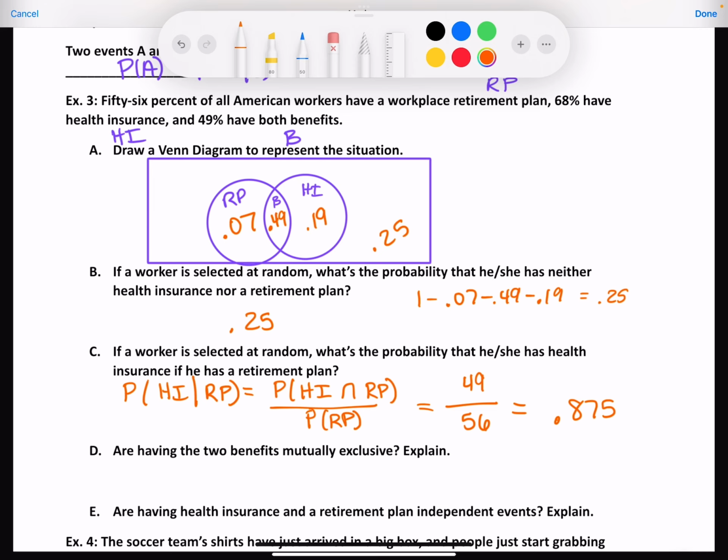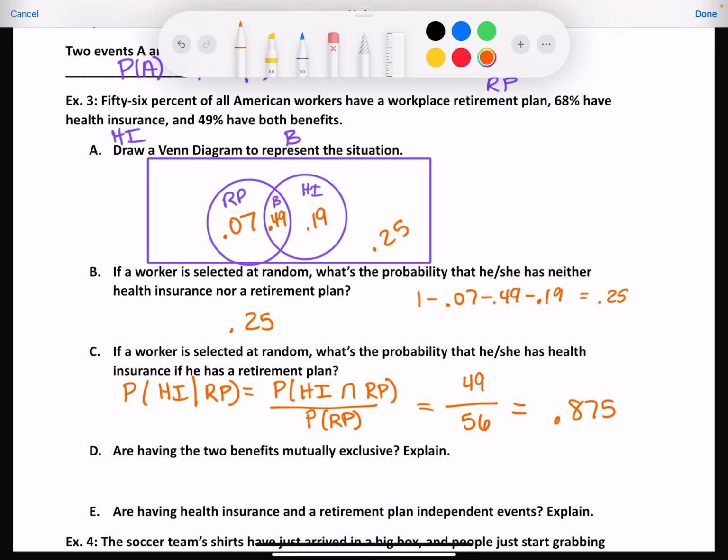Are having the two benefits mutually exclusive? No, because you don't have to have a retirement plan to have health insurance. Oh wait, yes, they are mutually exclusive. You do have to have a retirement plan to have. I don't know, because I say no, I have health insurance and I don't have a retirement plan. Yeah. Okay, this is implying like your mom's situation, so it would be yes, like she works, I guarantee she has a retirement plan and she has health insurance.